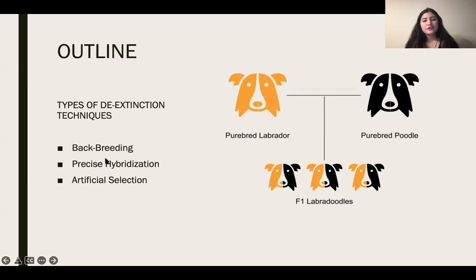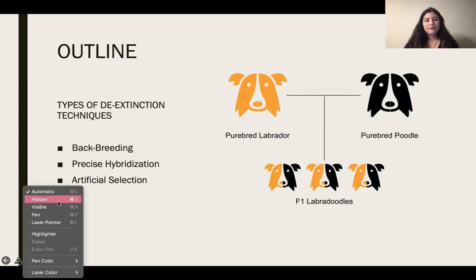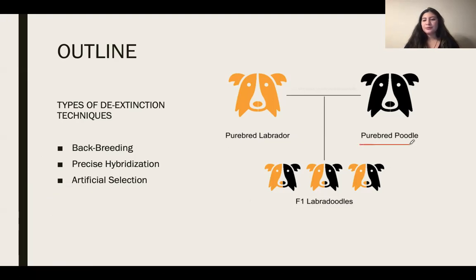A type of artificial selection is backbreeding. Backbreeding is a form of artificial selection which consists of the reproduction of an organism. An example of this that we see in our everyday life is dog breeding. I picked an example that included a pure Labrador and a pure poodle that then gives us Labradoodles. This is something you can see every day. You go to any park and ask someone what breed their dog is, and they can either be pure or a mixture of those.